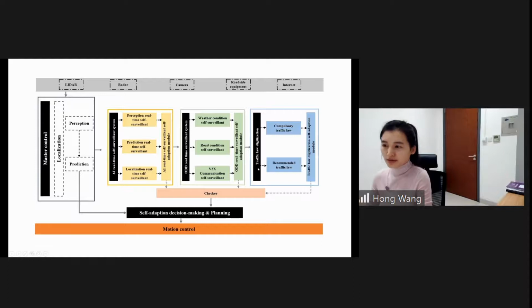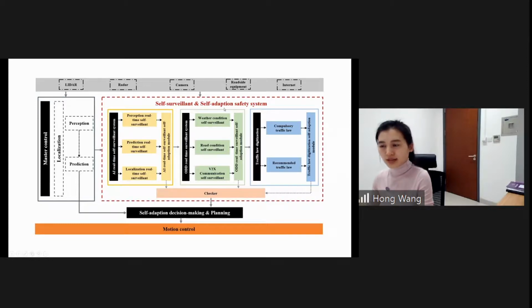The third one is traffic law digitalization. For this part, we base it on the assumption that if all the autonomous vehicles or ICVs running on the road obey the traffic law, there should be fewer traffic accidents. So we add this unit into the system to ensure our vehicle obeys the traffic law when it is driving on the road. We use the traffic law to monitor whether the system is obeying the traffic law or not. If not, we try to give suggestions to ensure the safety of the decision making. So these are the three units of the self-surveillance and self-adaptation safety system.